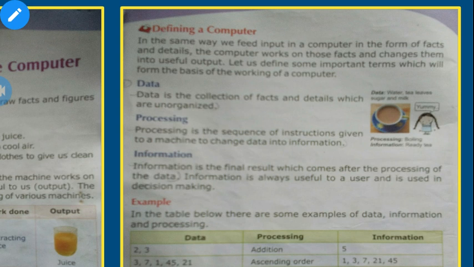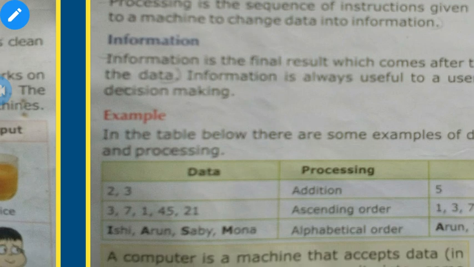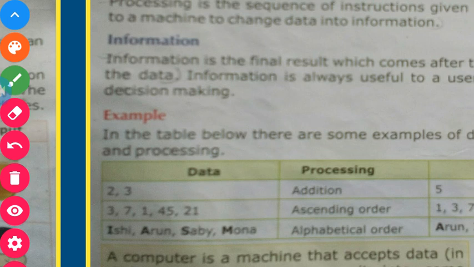Some examples are there, like 2 and 3. Two numbers I have taken. You can see on the screen, 2 and 3 here. Are you able to see? Here 2 and 3 are data, and when you add them, that is the processing, and when you get the result 5, that is called information or output.